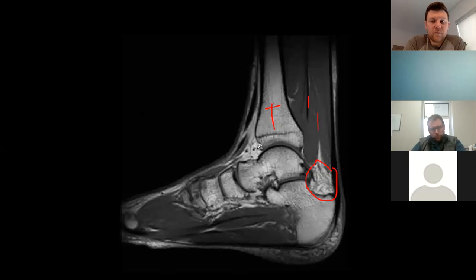I'll go. Okay, so you've got the tibia. What's right below it here? Talus. Good. What's right below that? Calcaneus. Good. What's this bone here? Navicular. Okay, and this one would be? Medial cuneiform. Yeah, it's hard to tell.